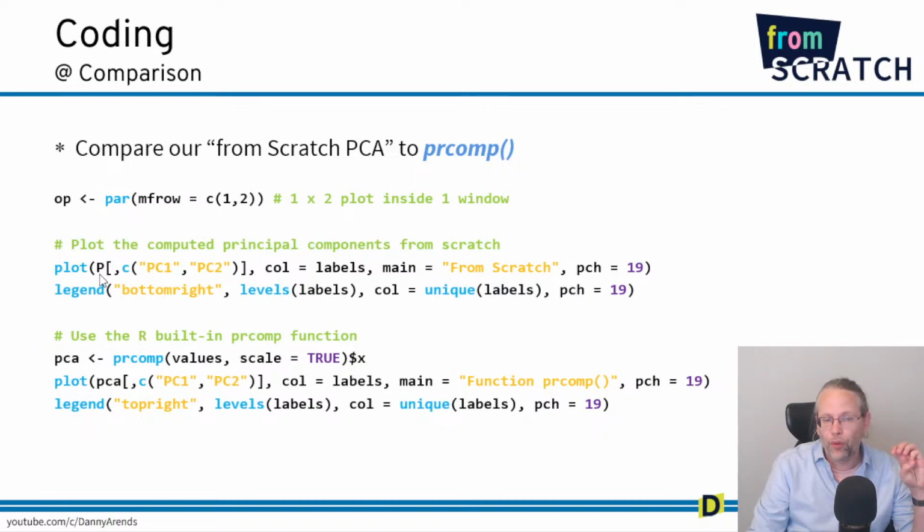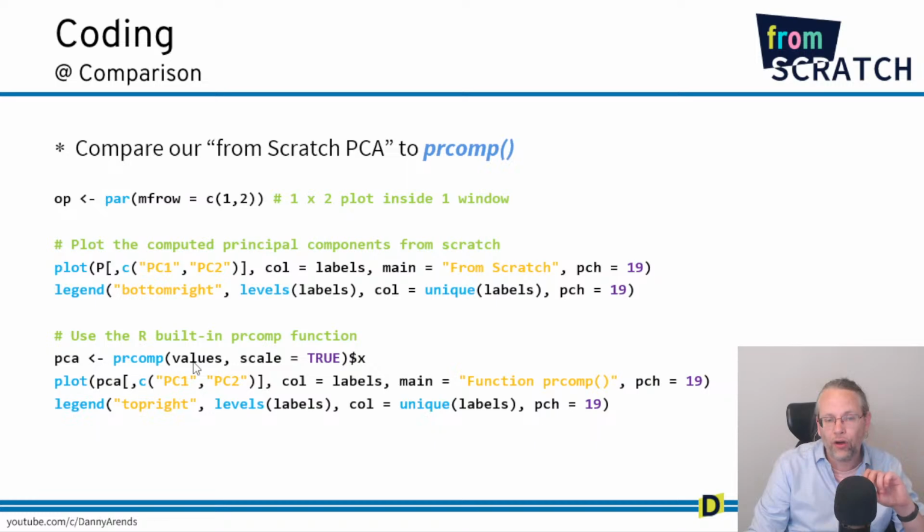So our principal component matrix is called P. So from P I'm going to take PC1 and PC2. I'm going to color by the labels. I'm going to give it a main so we know which one is which. And I'm going to do PCH is 19 to have filled circles. And then I'm going to put a legend there, which is going to be on the bottom right. The levels are going to be the labels, so that I'm going to take the levels of the labels. So that's going to be Setosa, Versicolor, and Virginica. And the colors are going to be the unique labels, because here I use the labels, the factor as the colors, same PCH.